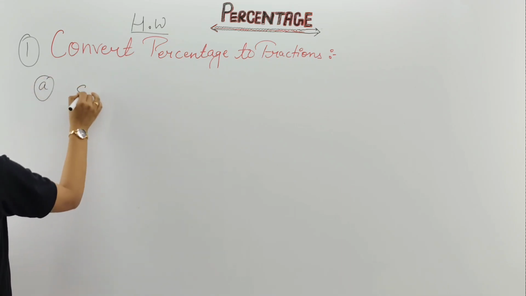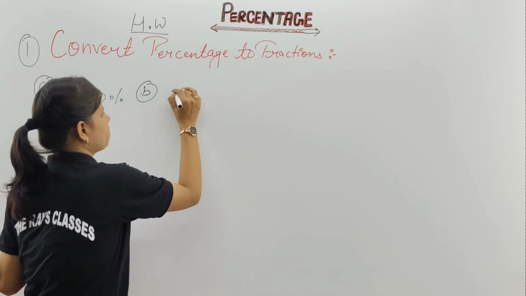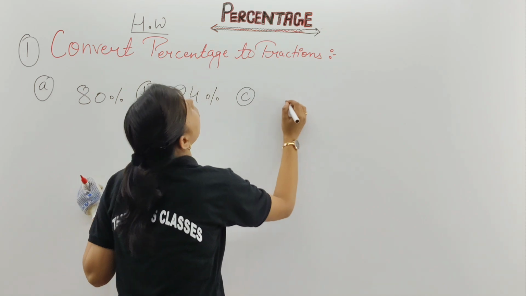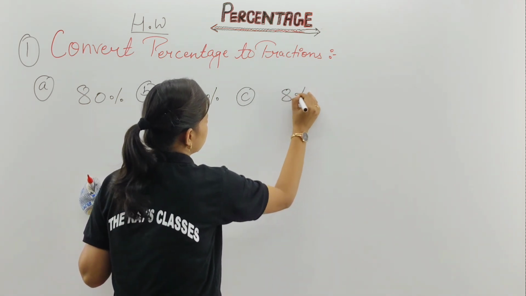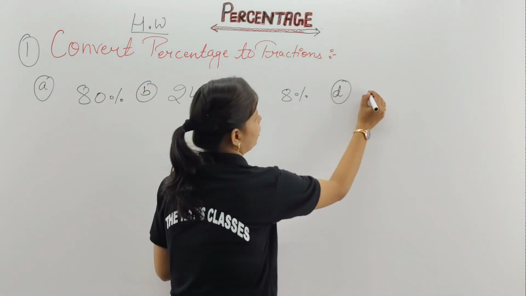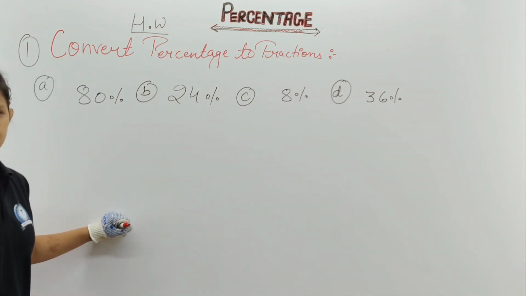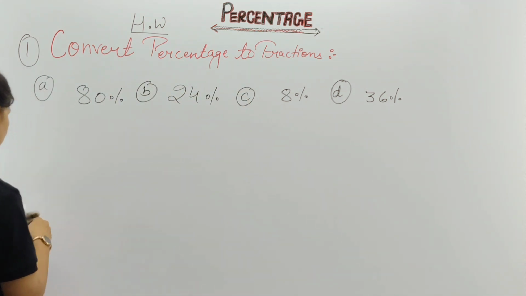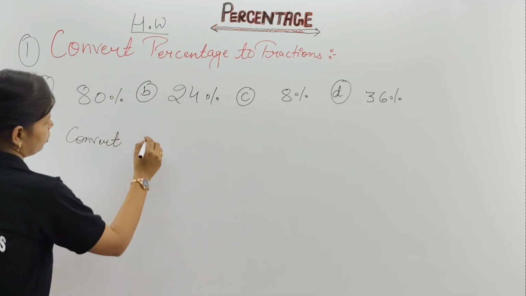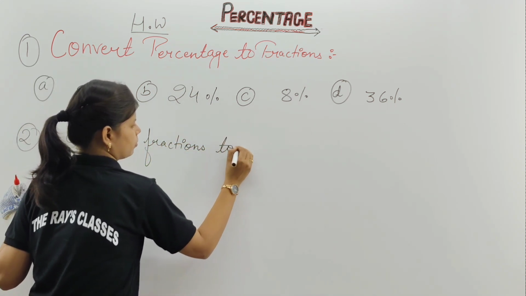First is A, 80%. B, 24%. C, I can take 8%. And D, I can take 36%. You have to convert these percentages to fractions. Clear? Another homework which I am going to give you for this topic will be your second one, that will be convert what? Fractions to percentage. Clear?